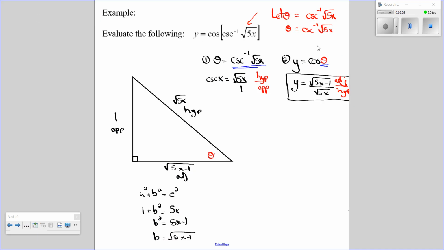This is the solution you should get. Okay, your final answer should be the square root of 5x minus 1 over the square root of 5x. And there's the work done for you. So that is an example of some problems involving inverse trig functions. Now we're going to look at the derivative rules for inverse trig functions.